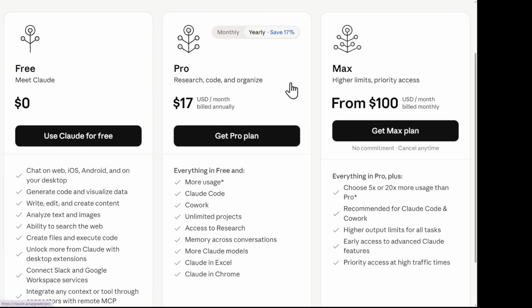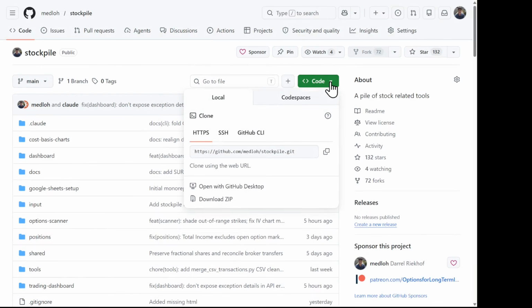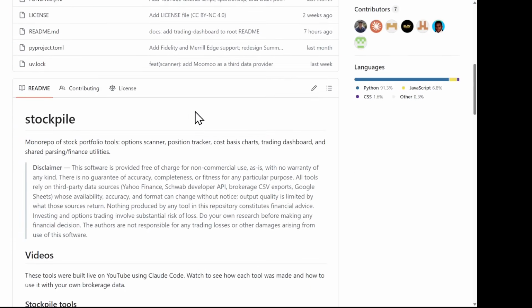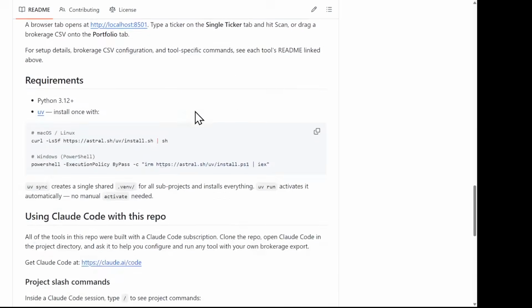Let's move on to method 2 of finding puts to sell. Just ask Claude. You'll need a Claude subscription for this. If you don't have that yet, go to claude.ai. Get either the Pro or the Max plan. I use the Pro. That's probably enough for most people unless you're a hardcore developer. Then download and install Claude. Then clone or download and unzip the Stockpile repo. It's linked in the description. It has the scanner and other related tools.